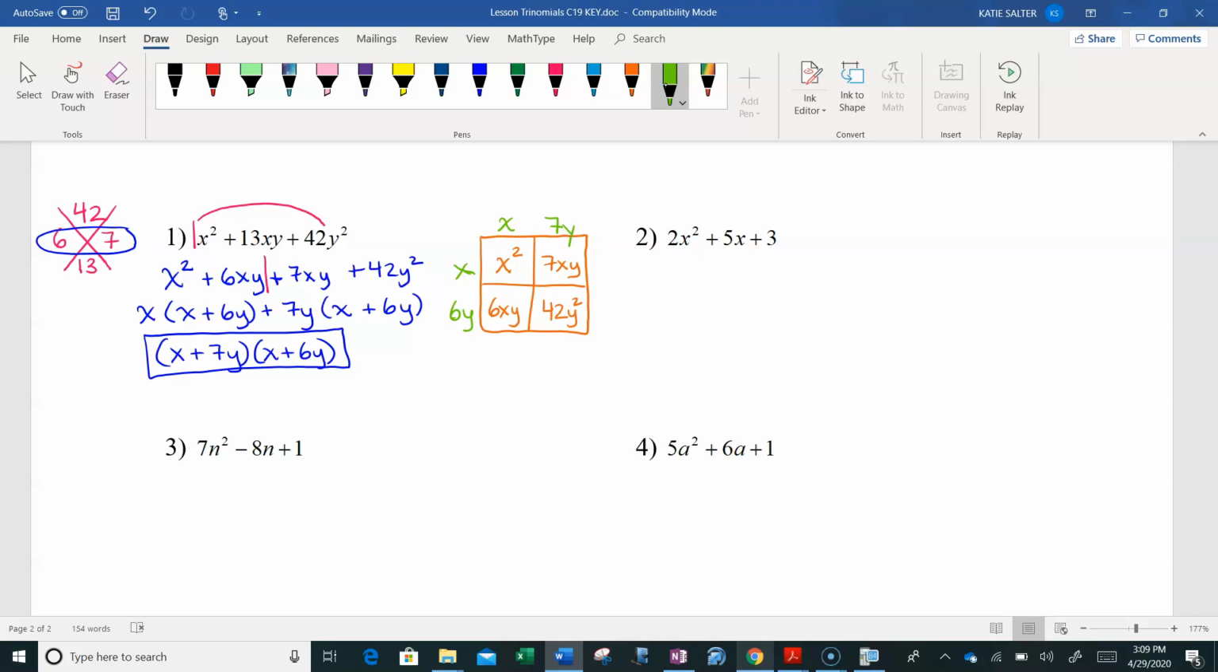So then you would take these, and if it's positive right there, that must have been plus. It's positive right here, this must have been plus, and then you would create your factors. So if you like that method better, you can try it out. All right, let's check out the next one.